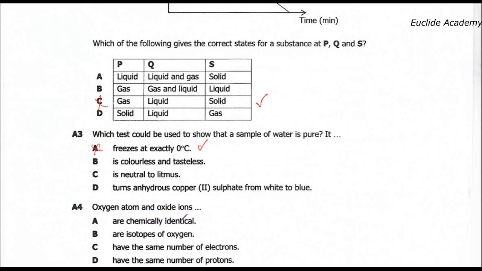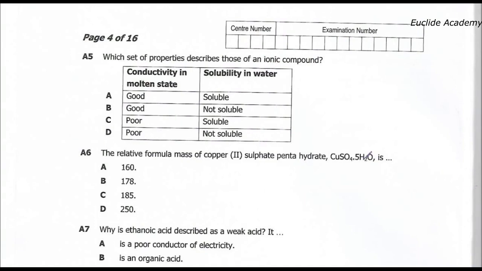What will be true about these two? Are they chemically identical, isotopes of oxygen, have the same number of electrons, or have the same number of protons? The best option here will be that they have the same number of protons, despite one gaining electrons and becoming charged; the protons remain the same. So the answer will be D. I can't really go down there, so for 4 our answer is D. I'll just put it here.